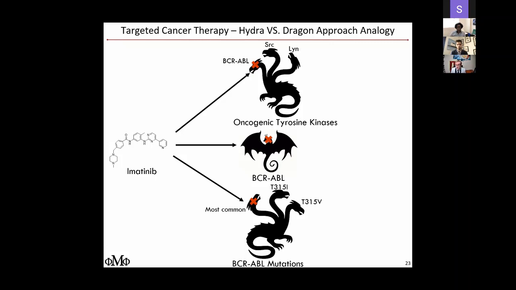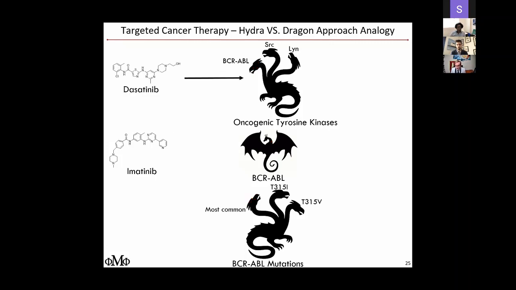So we've got really smart people who've developed solutions to both of these problems. We've got dasatinib, the one I showed earlier, which binds to and inhibits BCR-ABL, but also the SRC and LYN heads of these cancerous organisms, these cells. And then also we've got ponatinib down here, which deals with all the different mutations that BCR-ABL can exhibit.